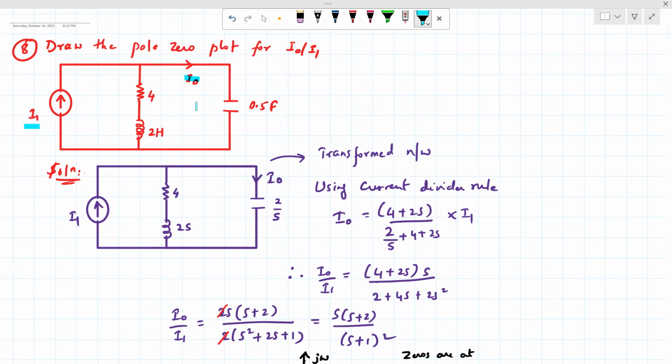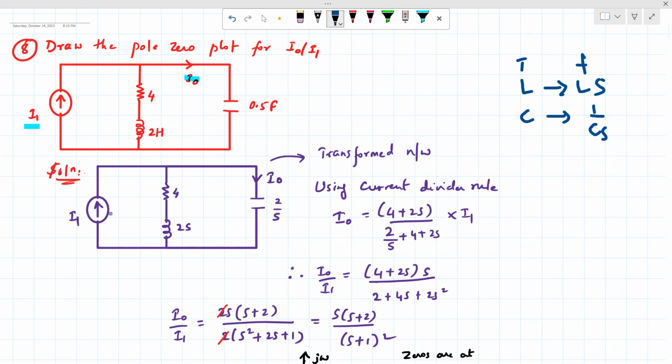So what we will do, this is the time domain circuit. First we will convert it into frequency domain. So this is time domain, and this is frequency domain. Inductor in frequency domain is written as L into S, and capacitor in time domain is written in frequency domain as 1 by CS.